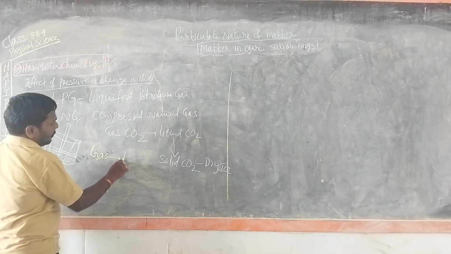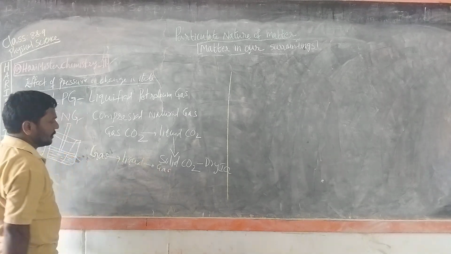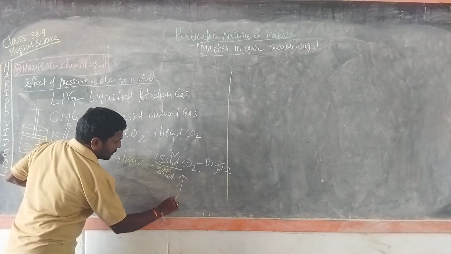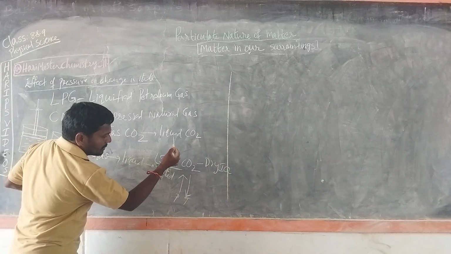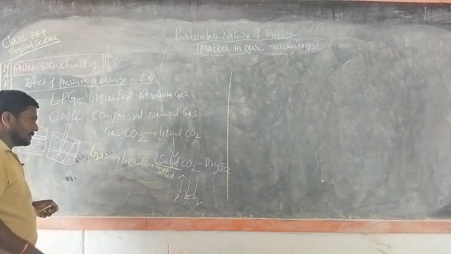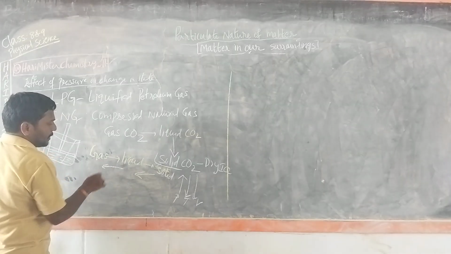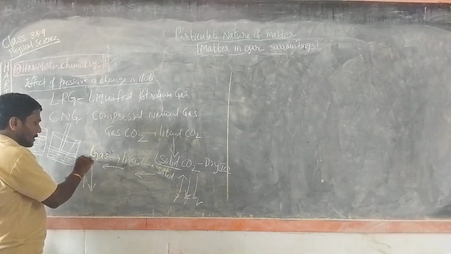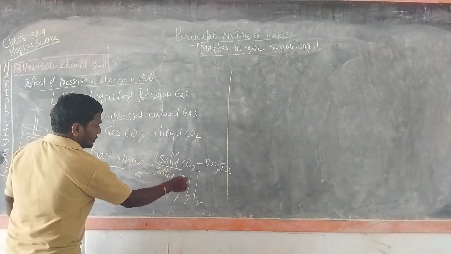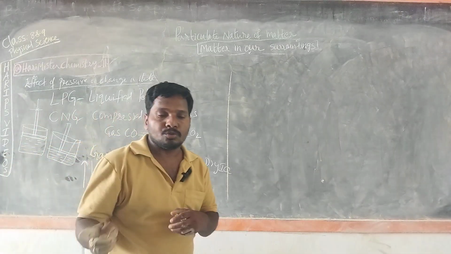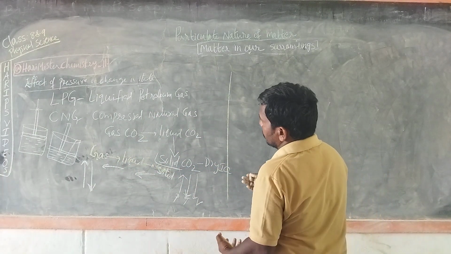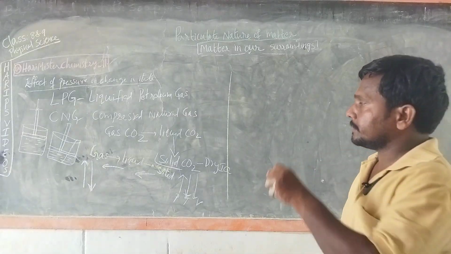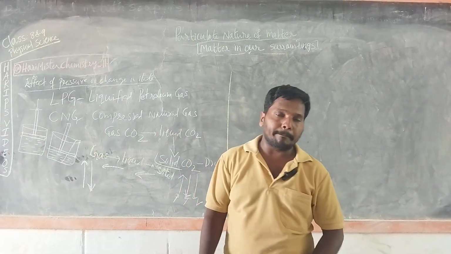Gas to liquid and liquid to solid take place by increasing pressure and decreasing temperature. When we increase the pressure, volume decreases. Whereas solid to liquid and liquid to gas take place by decreasing pressure and increasing temperature. By changing these two factors, we are able to change the state of matter from one state to another. This is the effect of pressure on changing state.